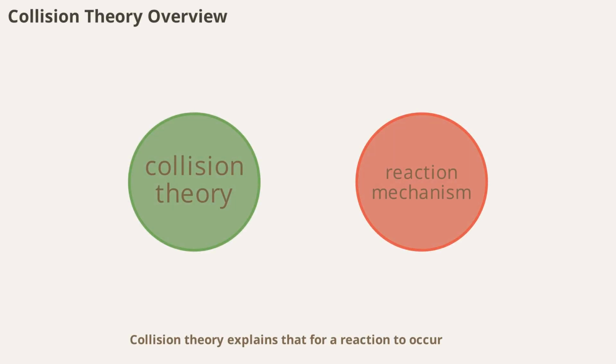Collision theory explains that for a reaction to occur, reactant particles must collide with sufficient energy and proper orientation. Not all collisions lead to reactions. Only those that overcome the activation energy barrier are successful. This theory helps us understand why increasing concentration, temperature, or using a catalyst can speed up reactions.